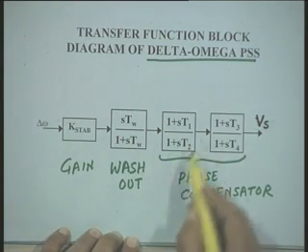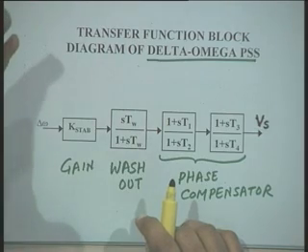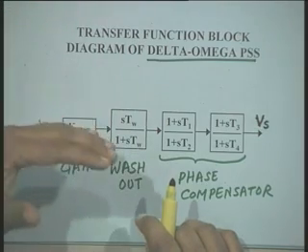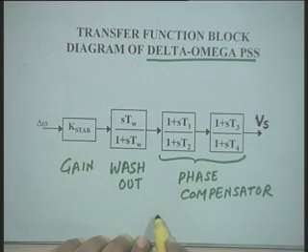The basic function of this phase compensator is to provide phase lead, and therefore, we normally call this a phase lead controller or phase lead compensator. Now, in order to provide the phase lead, this time constant T1 should be greater than T2.